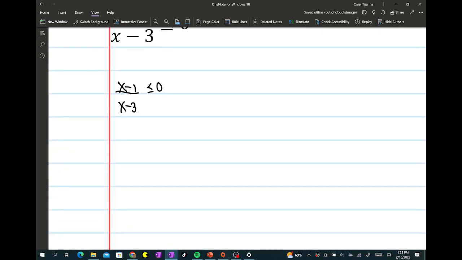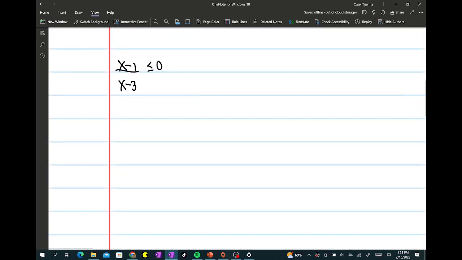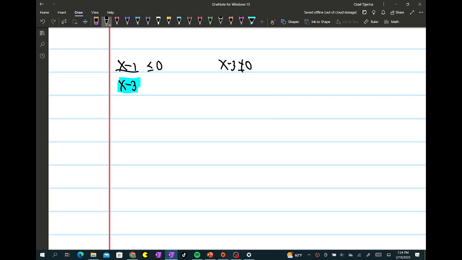So this is x minus 1 over x minus 3, and then it's less than or equal to 0, right? The first thing that I want to do is list my restrictions here. If I look at my denominator, we can't have a denominator of 0, so x minus 3 cannot be equal to 0. Solving for x, x cannot be equal to 3. So that's one of my restrictions here.